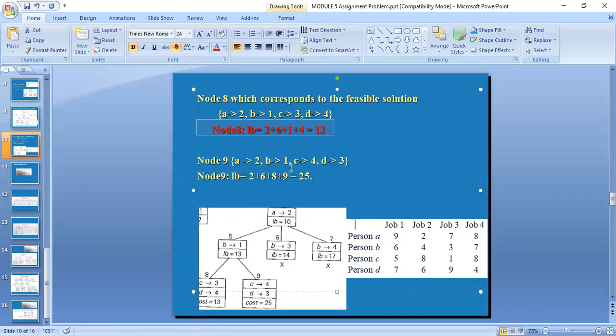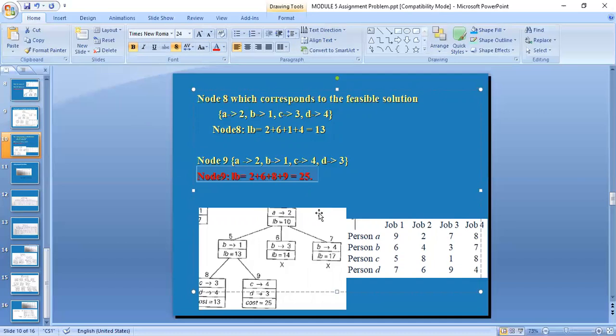Now we'll see the next assignment. Person A with the job 2, person B with the job 1. Now person C with the job 4 and person D with the job 3. So corresponding values, A with the job 2 means it is 2. Person B with the job 1 means it is 6. Person C with the job 4 means it is 8. Person D with the job 3 means it is 9. What is the value for node 9? It is 2 plus 6 plus 8 plus 9, which is equal to 25.